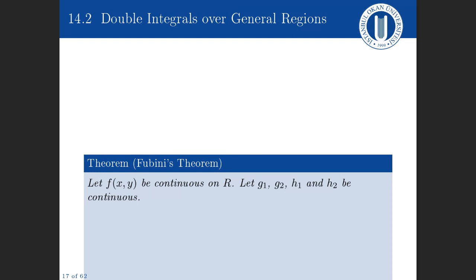So in practice, how are we going to do this? We're going to be using Fubini's theorem. Here's a slightly more advanced version of Fubini's theorem. Let's suppose everything is continuous. f is continuous, g1 is continuous, g2 is continuous, h1 is continuous, and h2 is continuous.